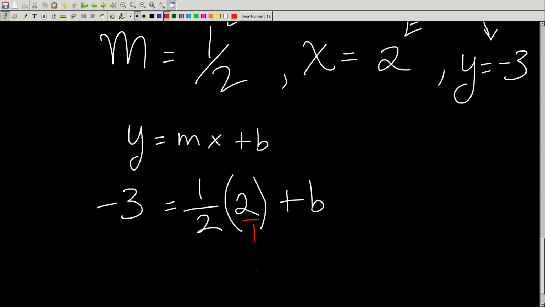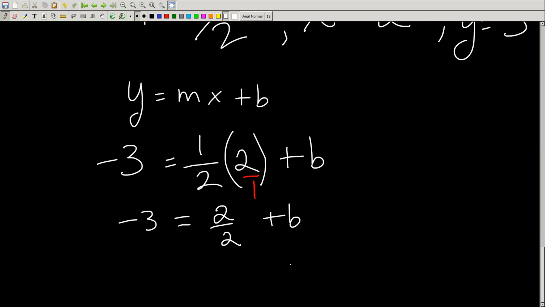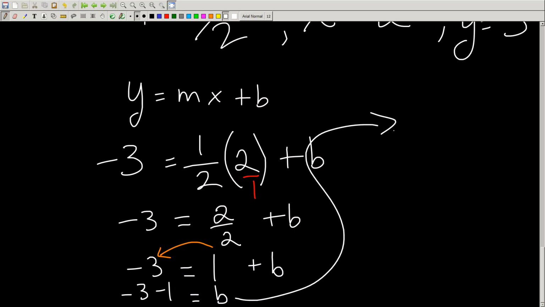The 2 has a denominator of 1, and I can multiply these fractions across. So I multiply the numerators and the denominators, and I end up getting 2 over 2. Now, 2 over 2 can be reduced to 1. And then if I move 1 over, what I will end up getting is -3 minus 1, which is b. Well, b is just going to be -4.